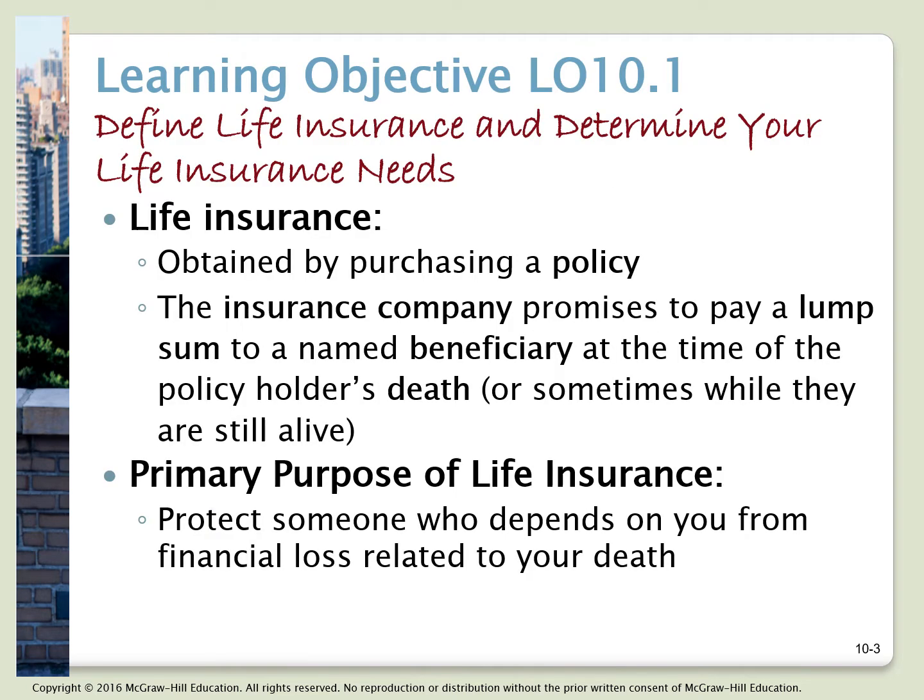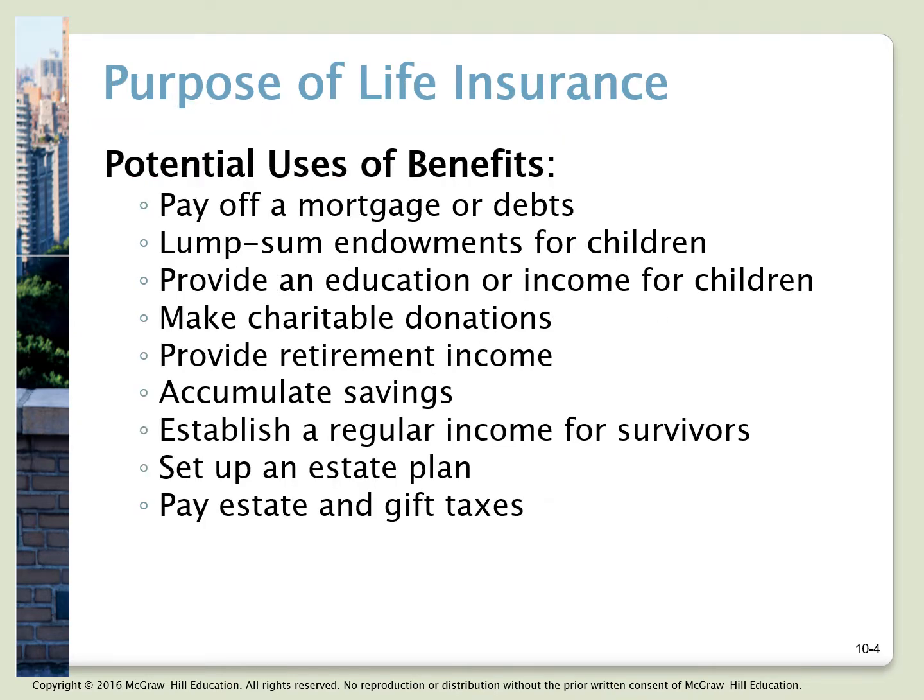So life insurance is obtained by purchasing a policy. You are a policyholder. The insurance company promises to pay a lump sum to a named beneficiary at the time of the policyholder's death, or sometimes while they're still alive. It all depends on what the insurance is for, what's stipulated in the insurance policy. The primary purpose of life insurance is to protect someone who depends on you from financial loss related to your death. So you pass away, and your spouse, your significant other, your beneficiary is paid out some portion of money to offset that loss. Potential uses of those benefits: pay off mortgages or debts, lump sum endowments for children, additional income that would not otherwise be available for your loved ones in the event of your passing. The list goes on and on.